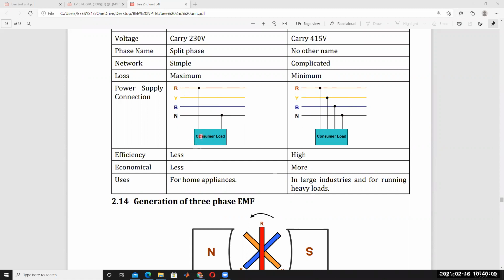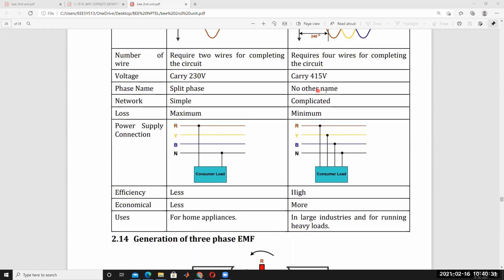To operate very large loads, very high voltages are required. Understood? Beyond 415 volts, it may be 11 kV or 22 kV to operate very large loads, which are called industrial loads. In that case, a single phase system is very difficult to operate such systems. Three phase systems are required, so increasing the voltage capacity is possible only in the three phase system.